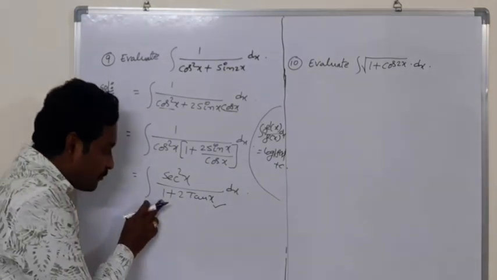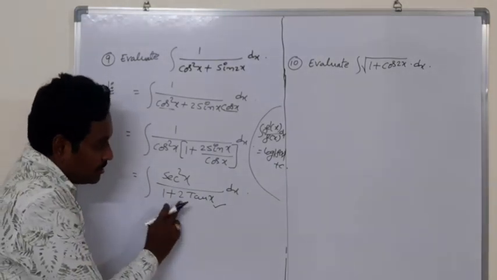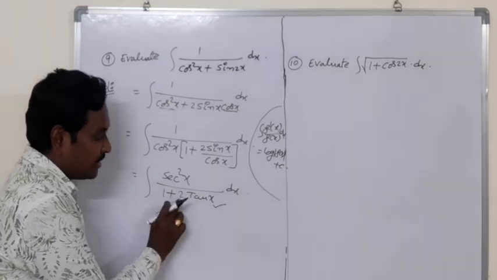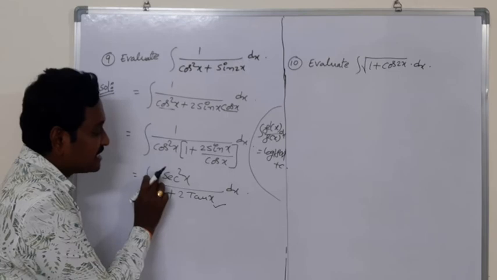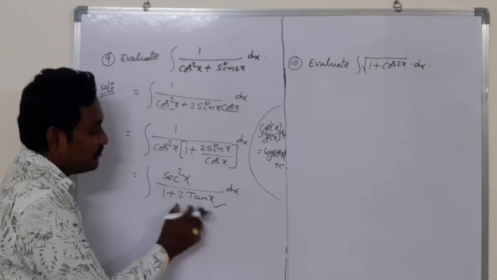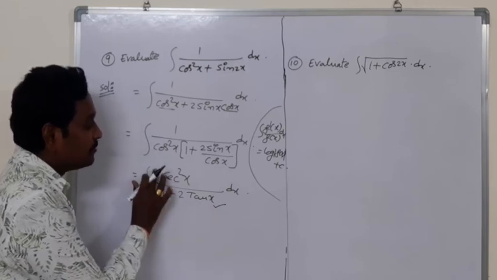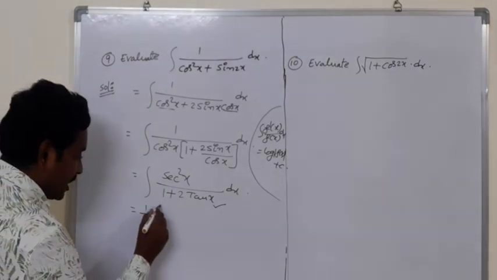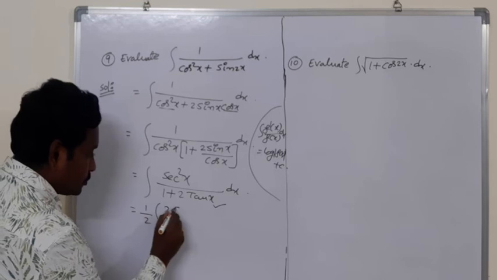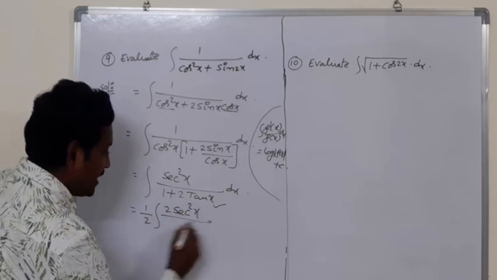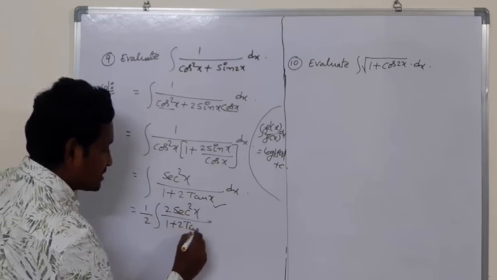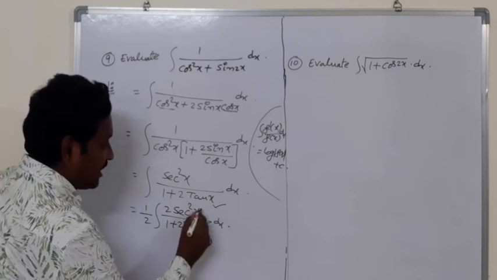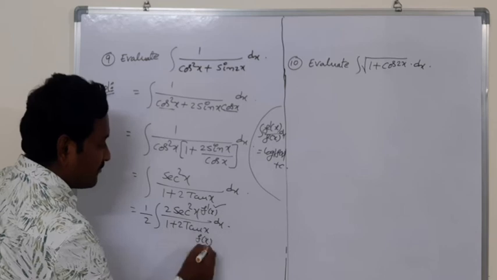Okay. Derivative of 1 is 0. Derivative of 2 tan x is 2 secant square x. Here we have 2. Derivative of tan x is secant square x. So derivative of the denominator is 2 secant square x, but in the numerator we have only secant square x. That's why multiply with 2 and divide with 2. 2 secant square x by 1 plus 2 tan x into dx. Now exactly this is in the form of f dash of x by f of x.